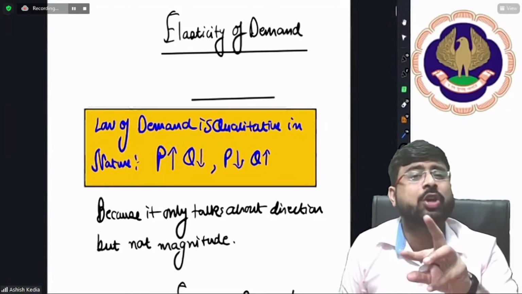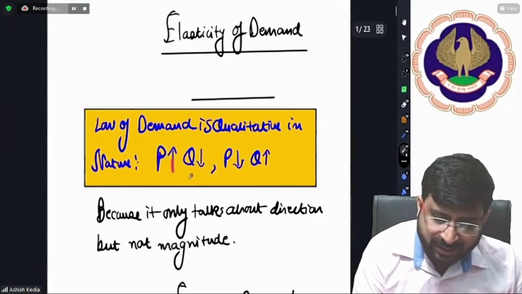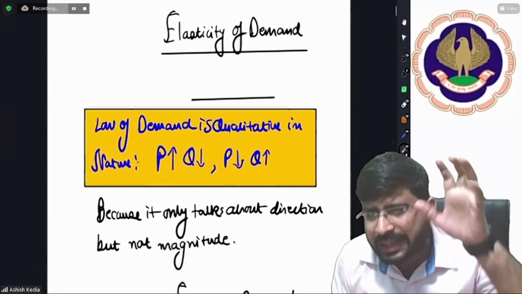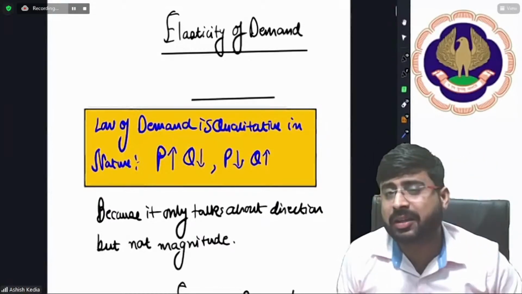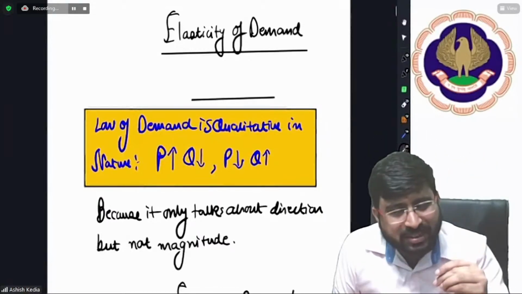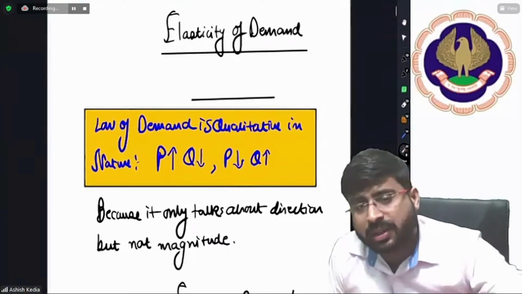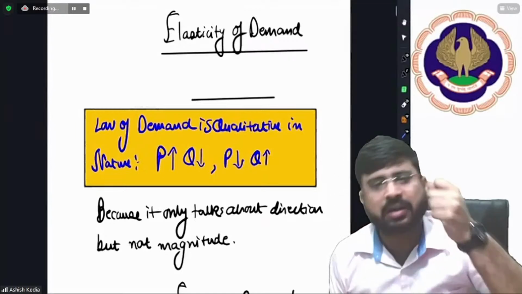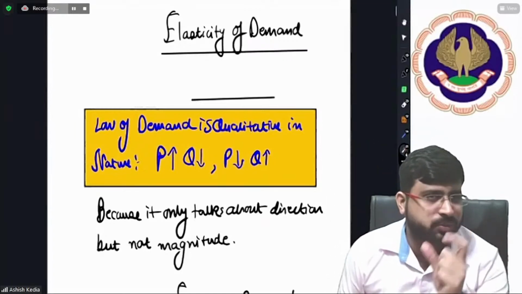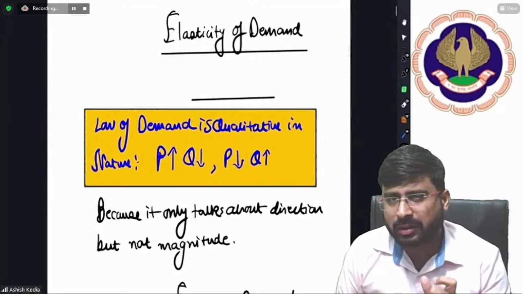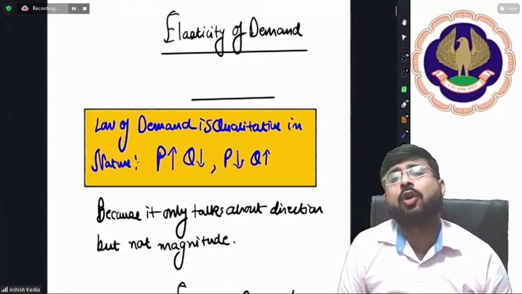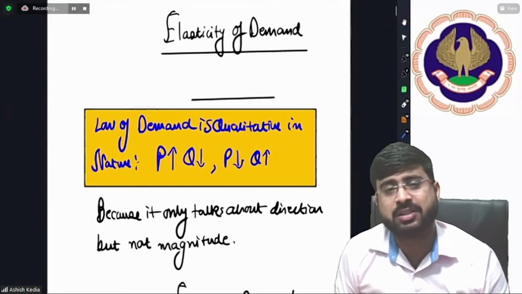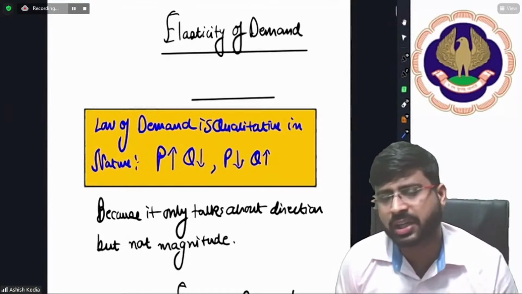Law of demand was just talking about direction. That is, when price rises, quantity falls. When price falls, quantity rises. Law of demand was just telling us this. Elasticity of demand tells us by how much. So if let's say price is rising by 10%, then by how much percent will quantity demanded fall? Elasticity of demand tells us that. So remember the first point of difference. Law of demand is qualitative in nature, while elasticity of demand is quantitative in nature.